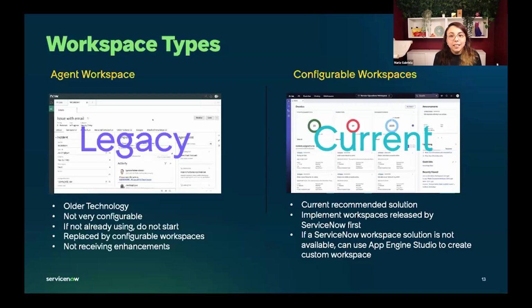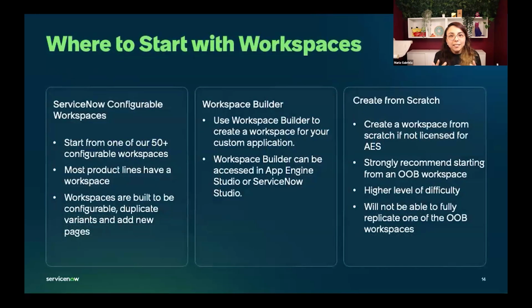And if a workspace solution is not available, we suggest to check this slide out. You basically have a three-step process. First, you should see if one of our 50 or 60 plus configurable workspaces fits your need. You should then check which product lines have a workspace, because most of them do and they're built to be configurable. For example, if a workspace meets 80% of your needs, you should grab it, implement it, duplicate the pages, add new variants, and make them work for you.